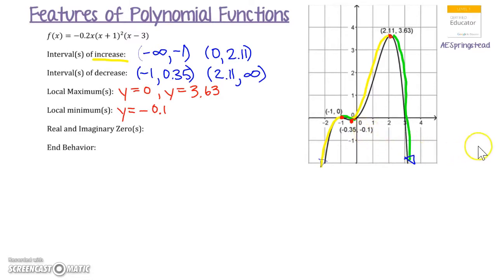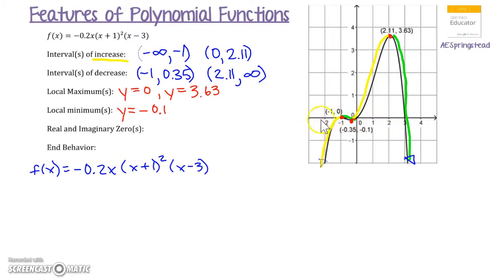Next, we have the real and imaginary zeros. Now this is going to require us to do a little bit of work. So we're going to use the function that we were given up at the top, which is f of x equals -0.2x times (x plus 1) squared times (x minus 3). And they're asking for the zeros, which means where the graph crosses the x-axis right here.